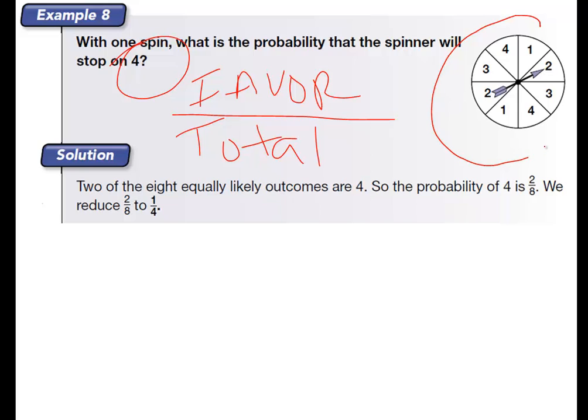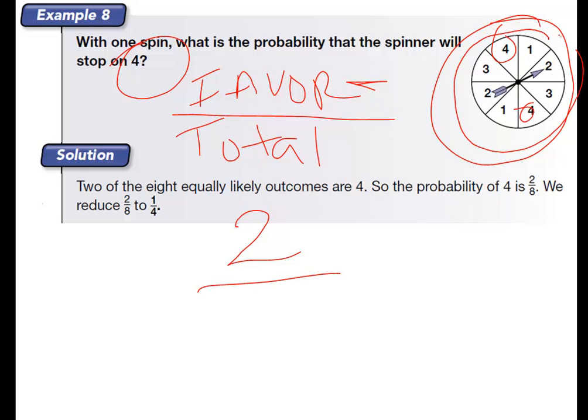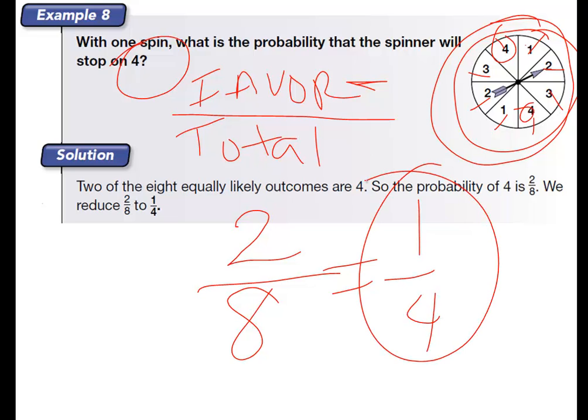I see up here that I have 2 4s. That's my favorable. There's 2 of them. 1, 2. And I know that I have a total of 8. 1, 2, 3, 4, 5, 6, 7, 8. And then I reduce that down to the 1/4 probability. So my answer would be 1/4. Hopefully you remember that from your prior lesson.